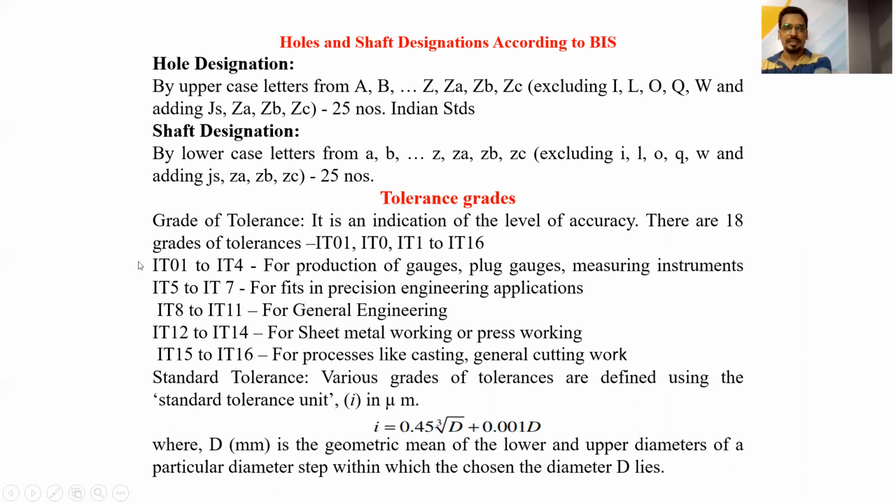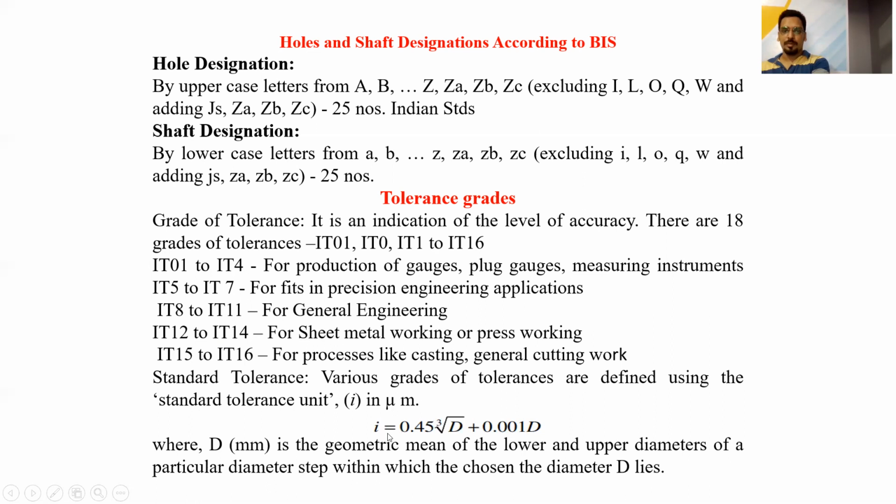So we can easily see that the tolerance grade is increasing with the numbers IT01 to IT16. IT01 is of very close tolerance, and IT16 has a very large tolerance. Next, this tolerance grade is dependent on the standard tolerance, which is represented by I.